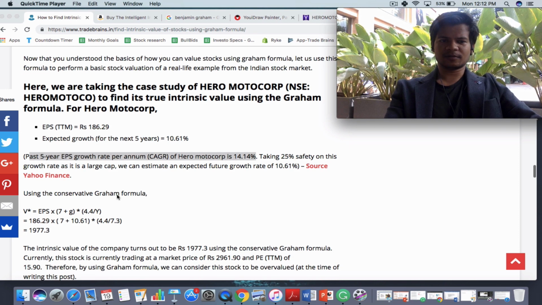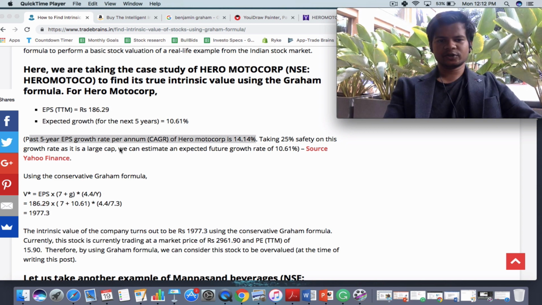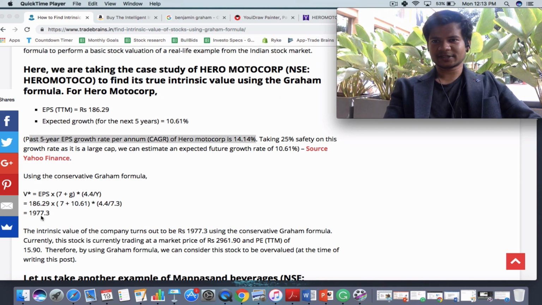Now if you use this formula and put in the EPS, that is 186.29, and the expected growth rate of 10.61 in the adjusted Graham's formula, here we are using 7 as the risk-free PE and 1 as the factor of growth. When you put all the inputs in this formula, the price of Hero MotoCorp turns out to be rupees 1977.3. Now this is a very conservative intrinsic formula that we have used, and we have used very conservative inputs to arrive at this intrinsic value.